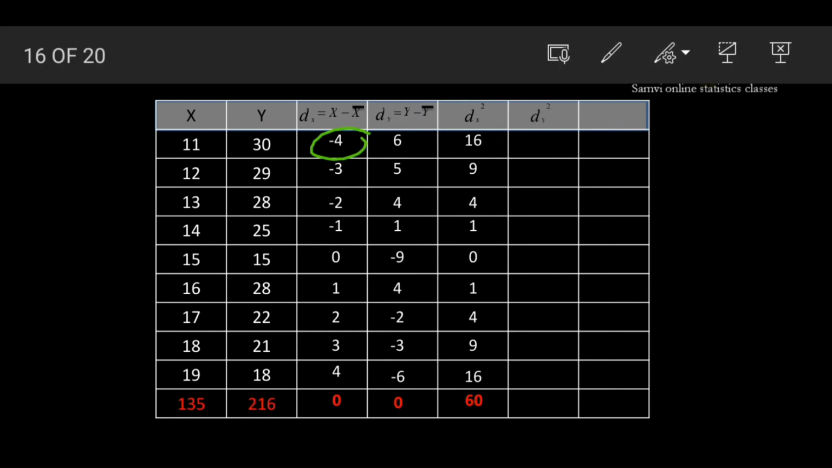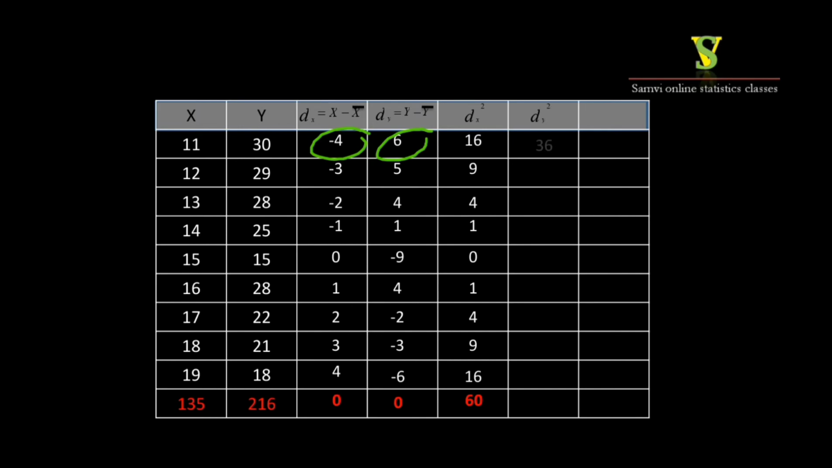So if you want to find the dy square, here dy is nothing but 6. Right? Take the square. 6 into 6 is 36. So you have to write here 36. Next is 5 squared is 25. Then 4 squared is 16. 1 squared is 1. Minus 9 squared is 81. 4 squared is 16. Minus 2 squared is 4. Minus 3 squared is 9, minus 6 squared is 36. Now you have to find out the total. Here we got the total is 224.